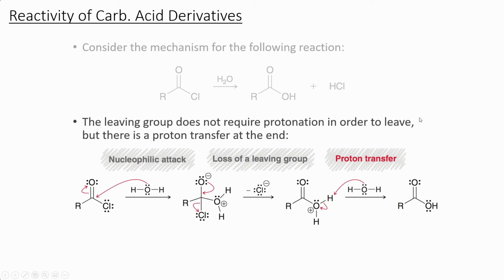Because we're not in acidic conditions, the leaving group will not require a protonation to leave. There is a proton transfer at the end, but the leaving group is able to leave as just chloride minus because that is a good leaving group.